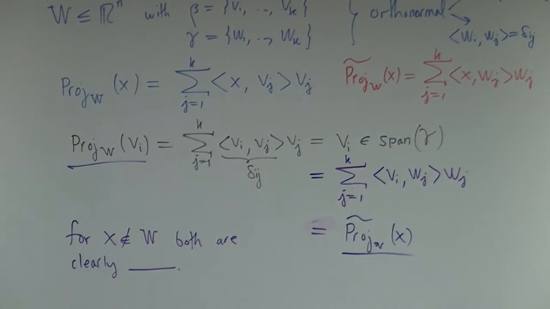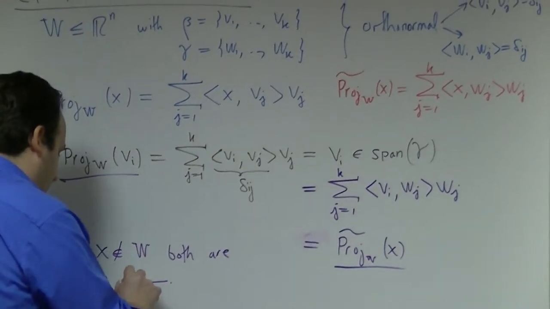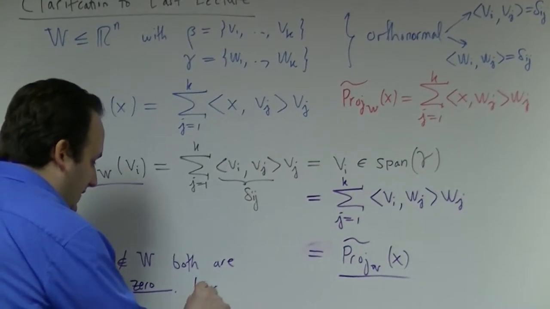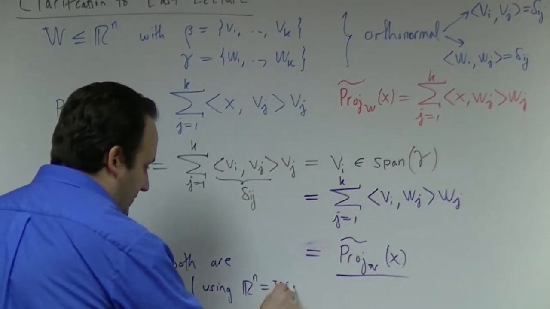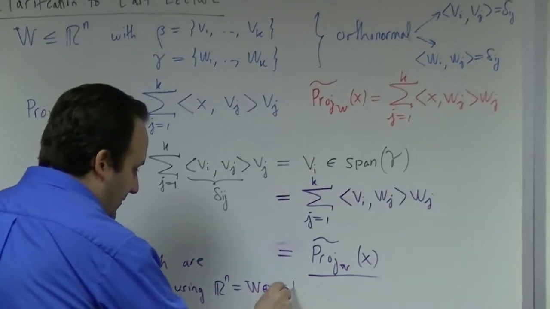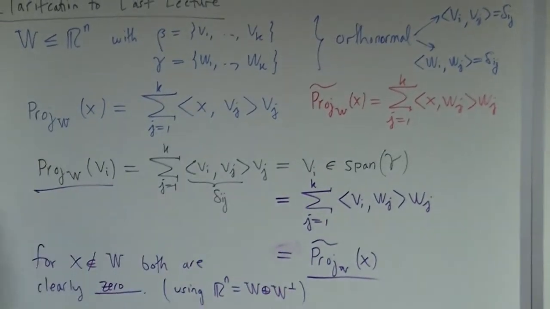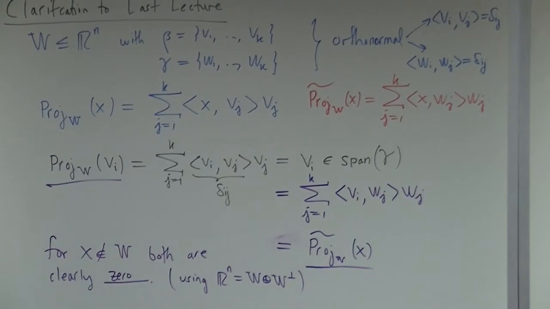To be totally careful, I'm probably using Rn as equal to the direct sum of W plus W perp to make this conclusion right here. But it doesn't bother me to do that, because remember we had a standalone argument for that in terms of row reductions and so forth. But I do think that the tail end of this argument can also be cleaned up.